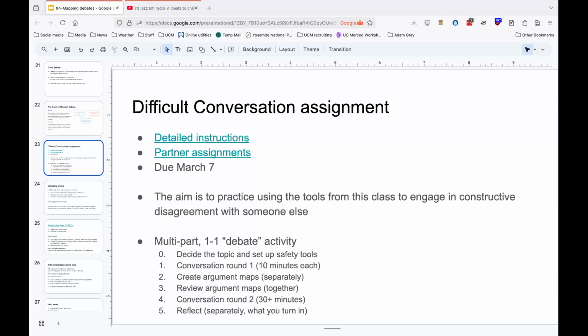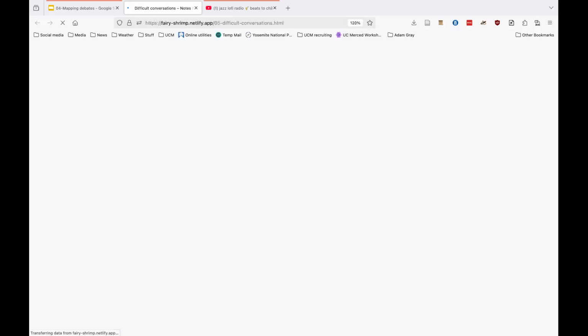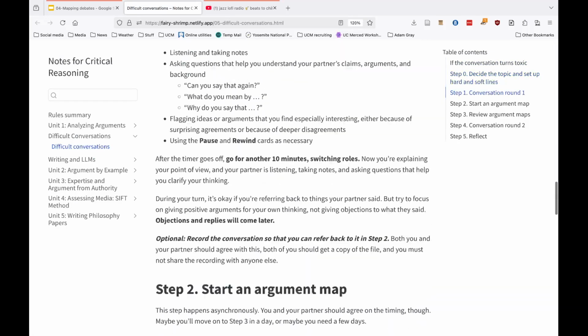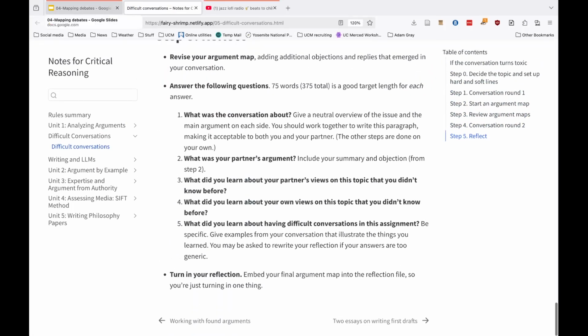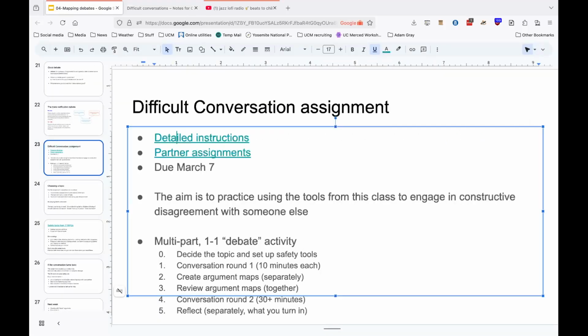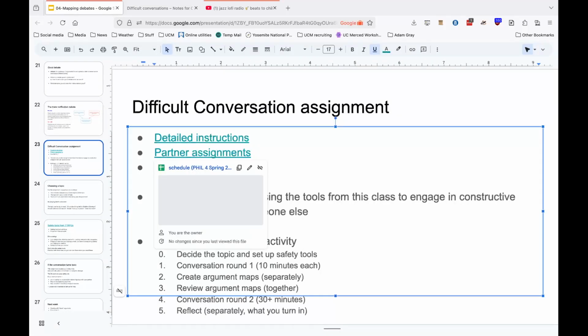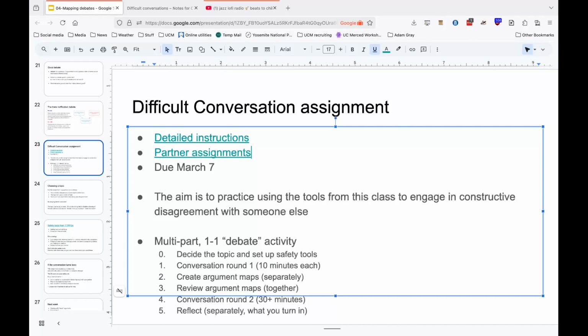Okay, so this assignment is called Difficult Conversation. The instructions are super detailed. Right here. It's a lot. This is a highly structured activity where you will be working with a partner, and I'm going to put the partner assignments up on the screen at the end. This is due in a few weeks, March 7th, but it has multiple steps. So that's why I'm telling you about it now.